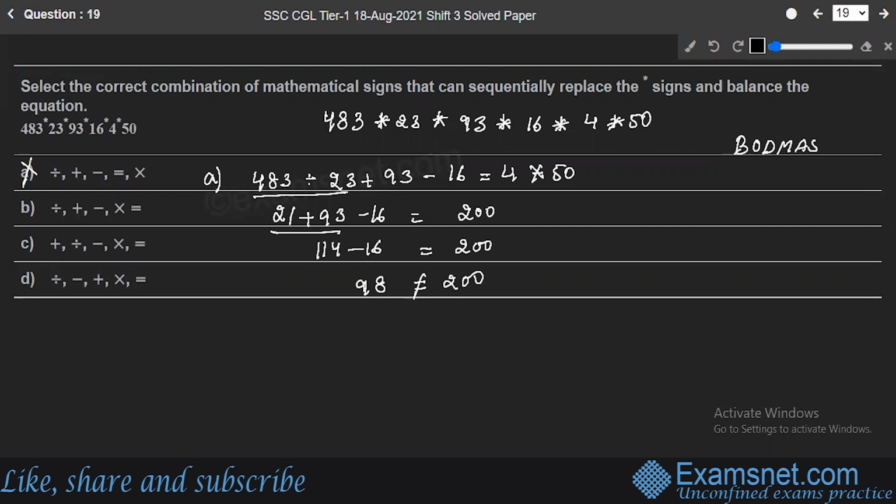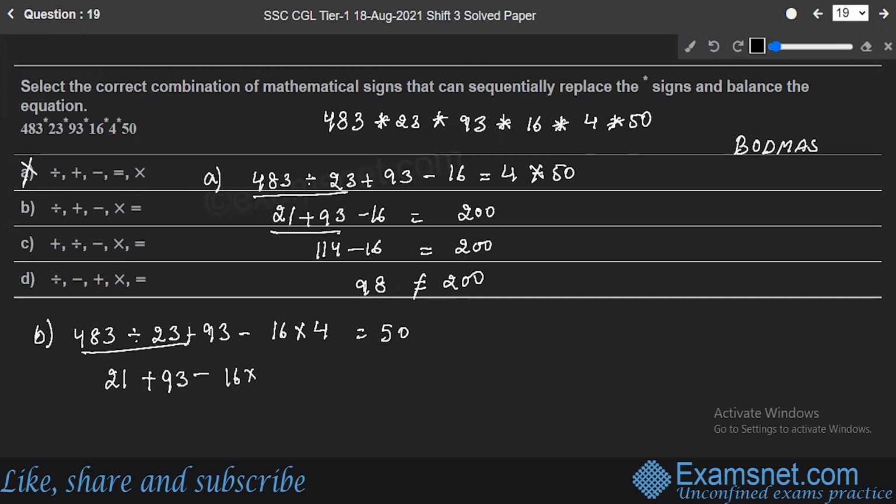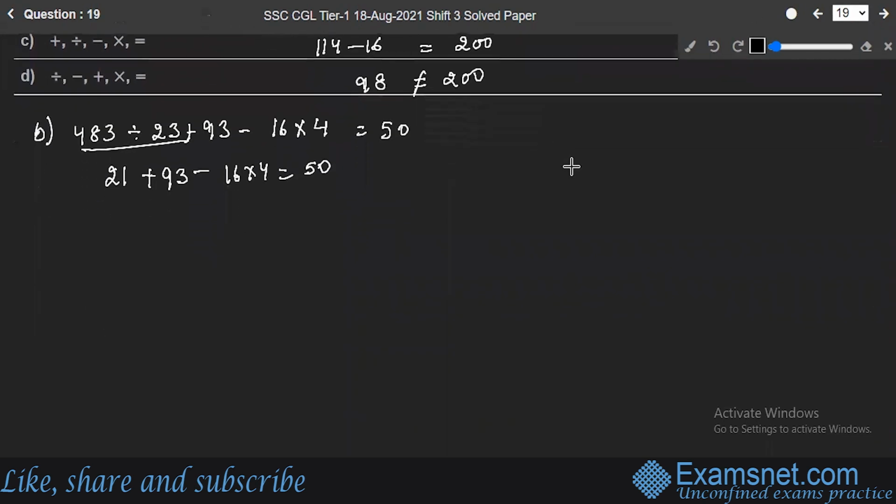Right? Let's move to the second option now. So this expression becomes 483 divided by 23 plus 93 minus 16 multiplied by 4 is equal to 50. Let's check. Again, according to BODMAS, we'll be dividing them first. You'll have 21 plus 93 minus 16 multiplied by 4 should be equal to 50. So 16 next is a multiplication thing. 21 plus 93, 16 multiplied by 4 gives you 64. This should be equal to 50.